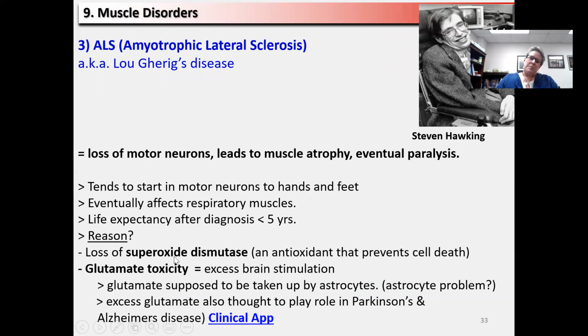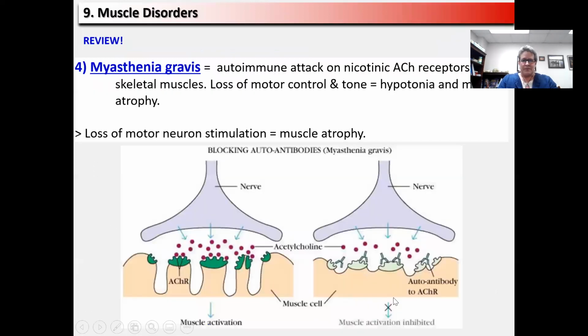There are hypotheses that it's about the loss of an antioxidant called superoxide dismutase. It's also thought to be an excess of the stimulatory neurotransmitter called glutamate. And there's a clinical app, and I'm not going to go over it in this video, but on my webpage, if you're looking at this PowerPoint, you can look at it.